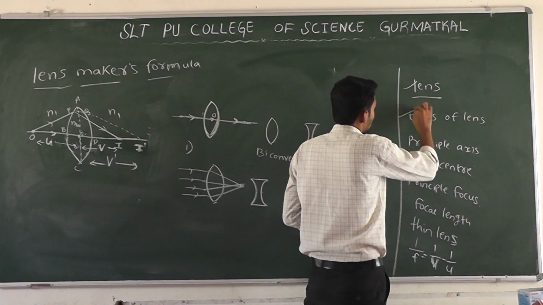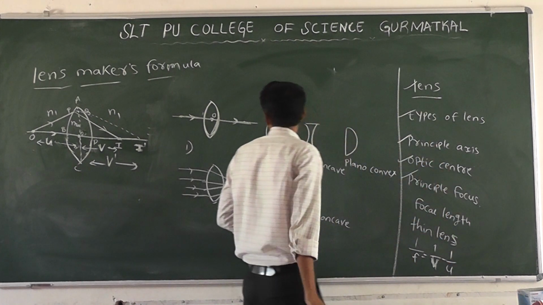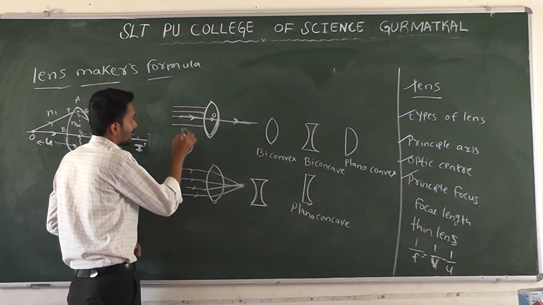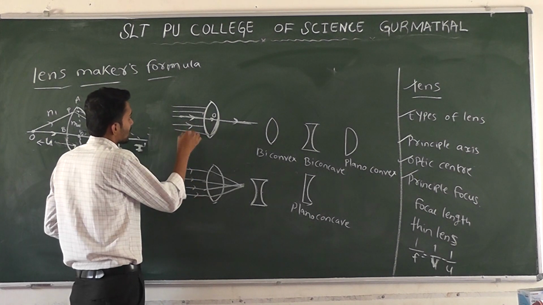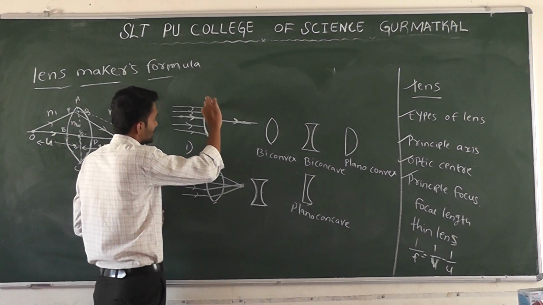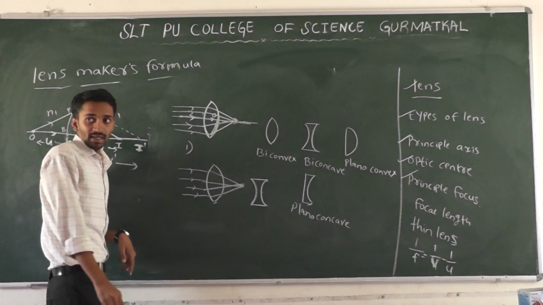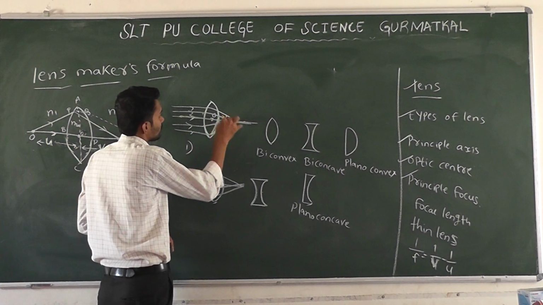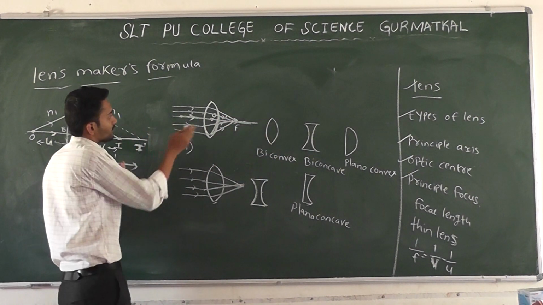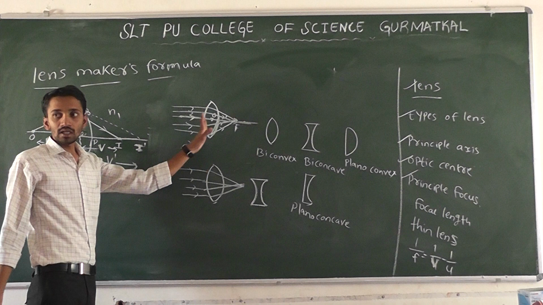So the types of lens, principal axis, and optic center are done. Next, the principal focus. What is the principal focus? The light rays are parallel to the principal axis. I draw the same figure here with a convex lens. After refraction from the lens, all light rays meet at a point. That point we call the principal focus.